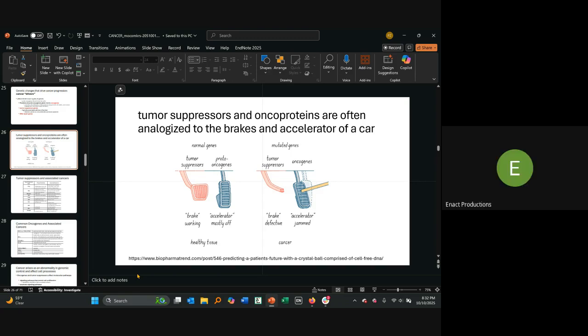Yep. Sorry. Can you repeat the question again then? Yeah, absolutely. So I was wondering if, in your words, do you feel comfortable telling the difference between a tumor suppressor and an oncogene?